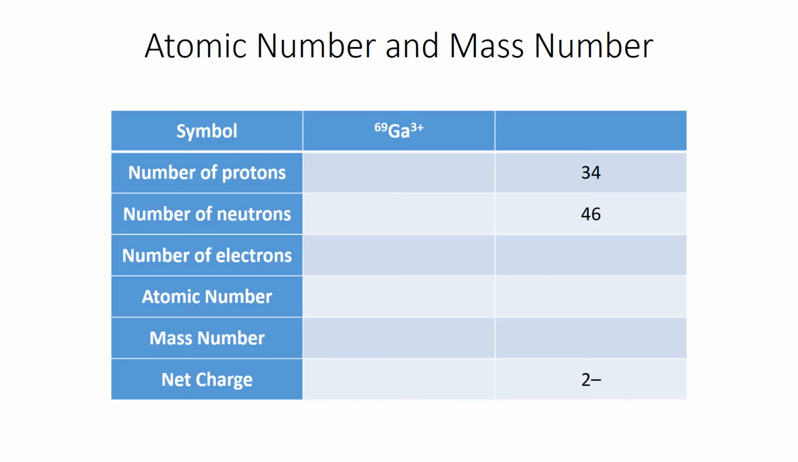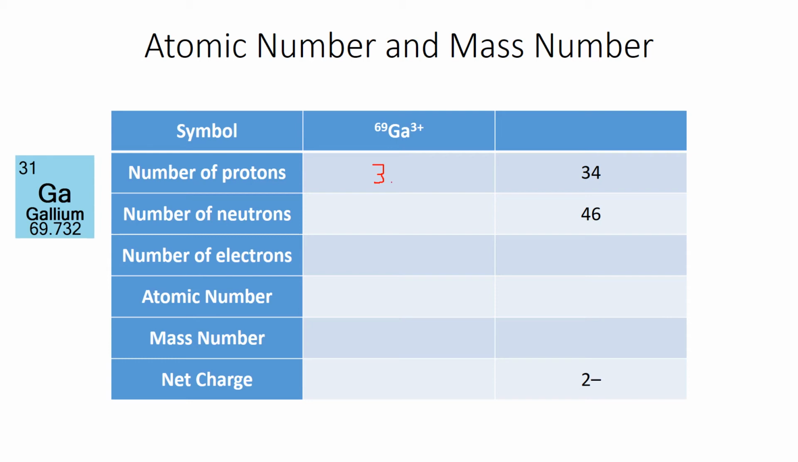So let's look at a couple examples here. Our first example is gallium-69 with a charge of +3. Now if you'll notice, there's actually no atomic number written, but we can easily figure that out from the periodic table. So if you look on the periodic table for the element Ga, you're going to find that it has an atomic number of 31. So that means that it has 31 protons.